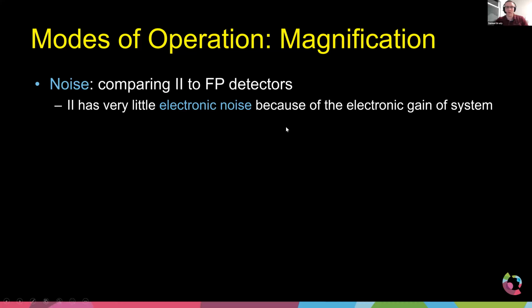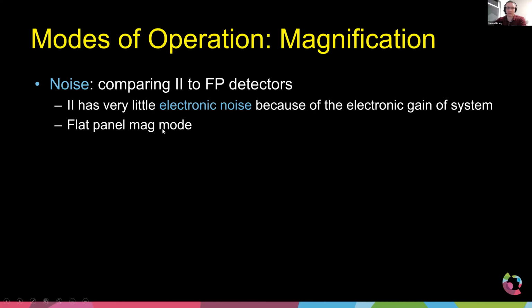So we talked a little bit, way back at the beginning, about how noise on the II is actually much better than the flat panel. IIs have very little electronic noise because of that gain effect. And so because we are taking the output divided by the input, and we're squaring it, we're really tamping down a lot of this noise.